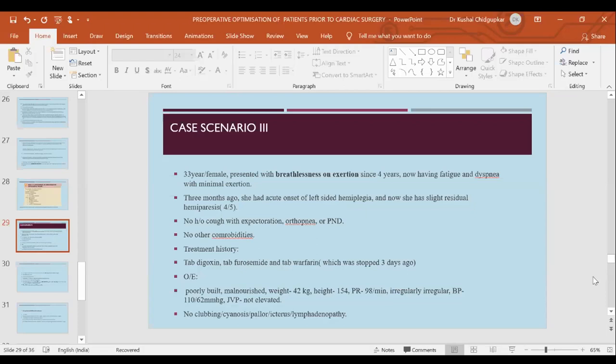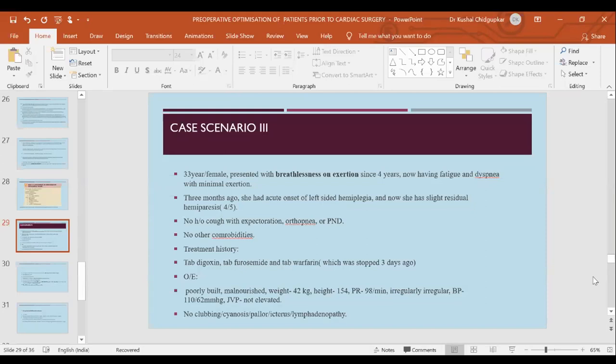So she is having dyspnea with minimal exertion. That means she is NYHA grade 3. And so if we classify mitral stenosis into mild, moderate and severe based upon clinical symptoms, then NYHA grade 3 comes in severe mitral stenosis. Yes. And if you again quantify the breathlessness on exertion, the degree of exertion, you would have more information. Okay. So yes, based on the symptoms, but here is one more catch.